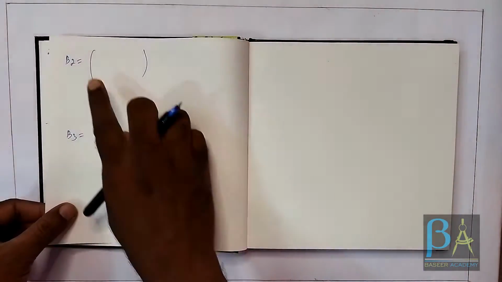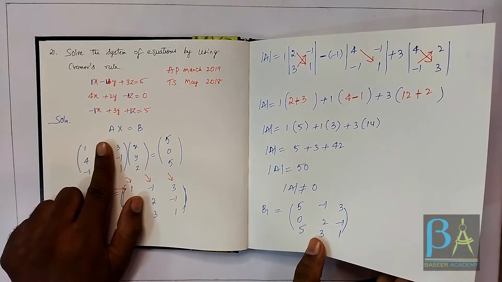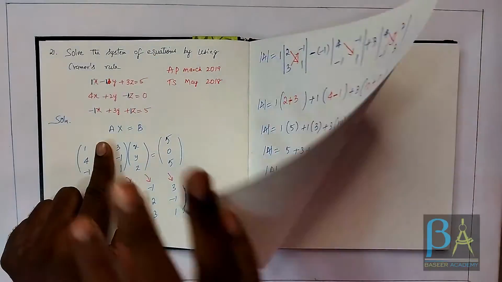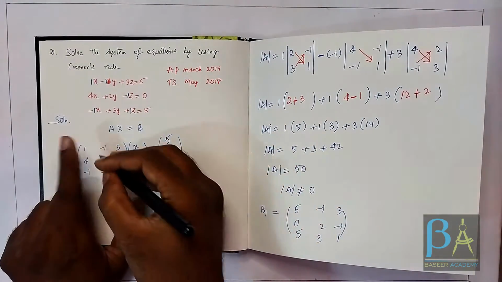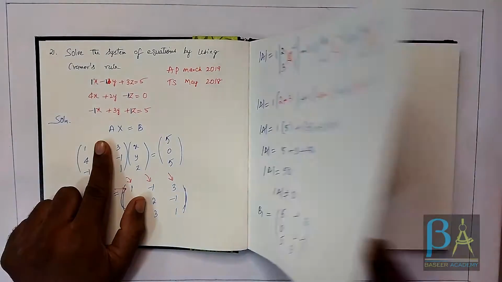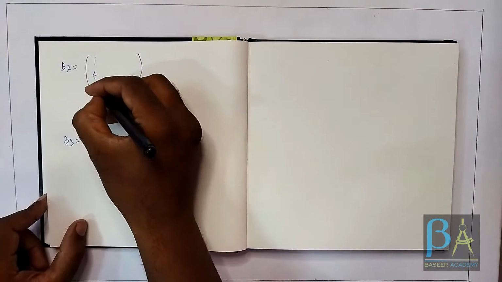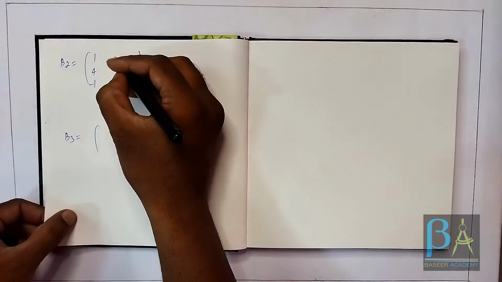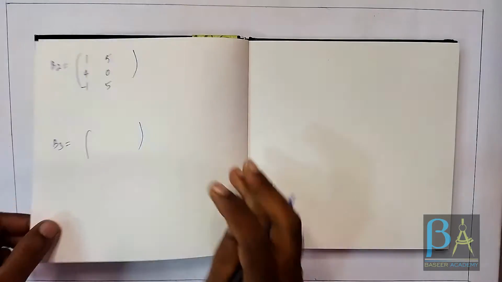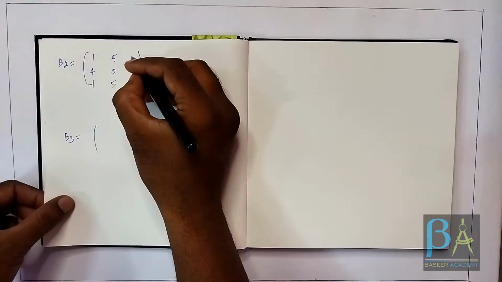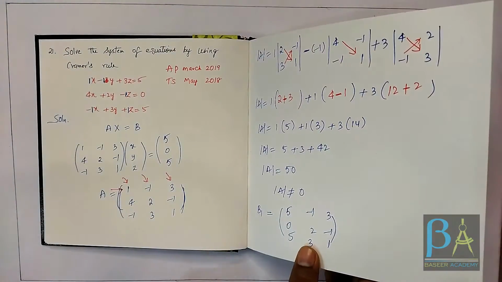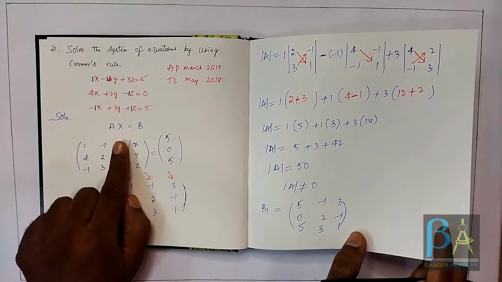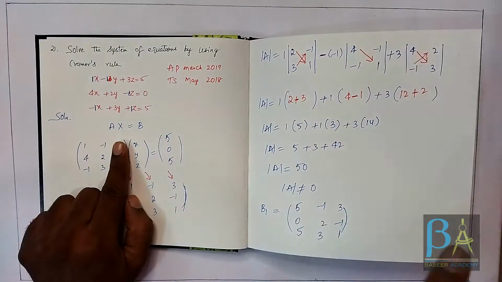To find out B2, you are supposed to replace the second column with 5, 0, 5, your B matrix. The first and third column, I'm going to write as they are. So 1, 4, minus 1, the first column as it is. The second column, I have replaced by 5, 0, 5. The third column, I'm going to write as it is, no changes whatsoever. And then B3, how are you going to find out B3? You are going to replace the third column with 5, 0, 5.